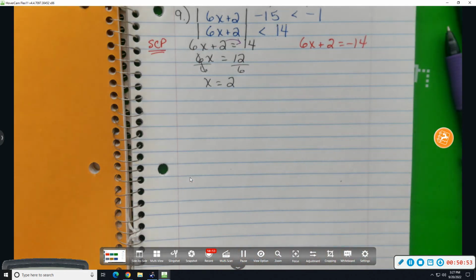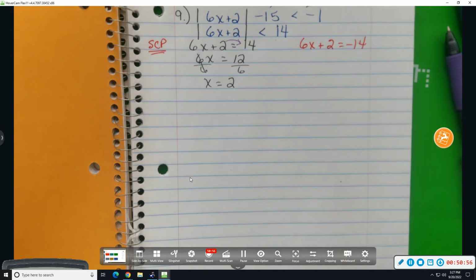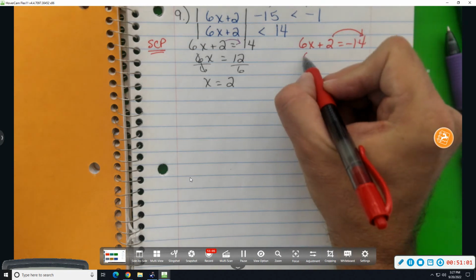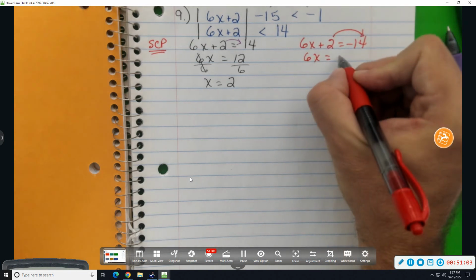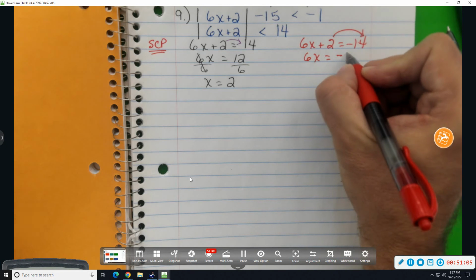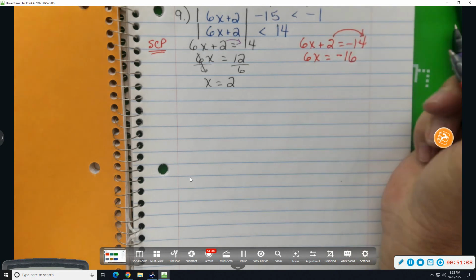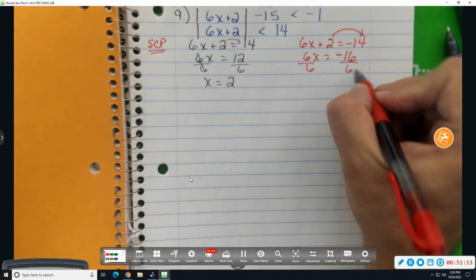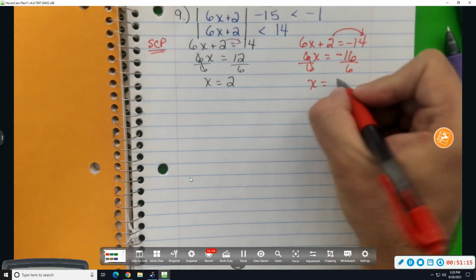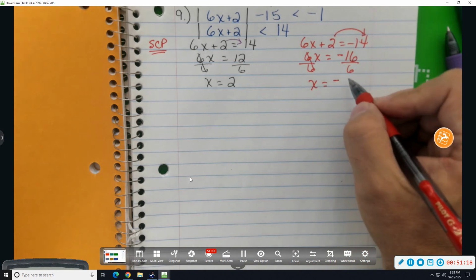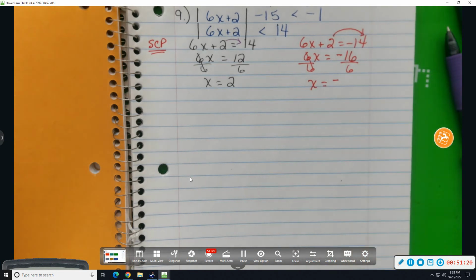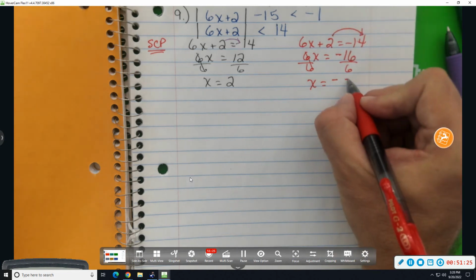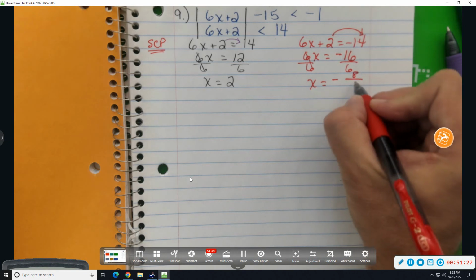What are we going to get over here when we do the negative 14? Let's see, I would move the 2 over. 6x equals negative 16. Negative 14 minus 2 is negative 16. And then divide by 6, so x equals negative 16 over 6. It doesn't go evenly, but I can reduce that by dividing both of those numbers by what? 2, would it be 8 over 3?